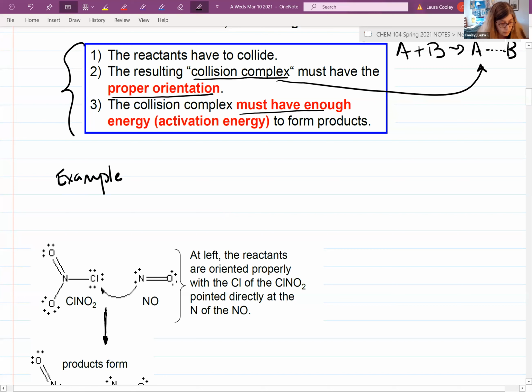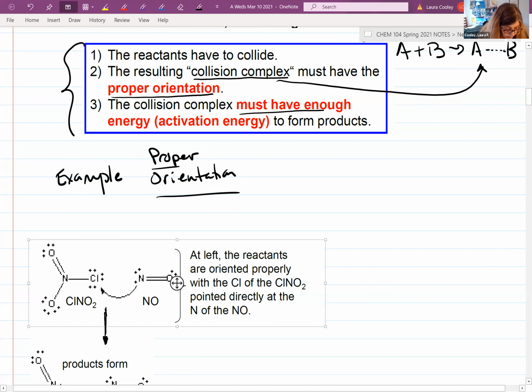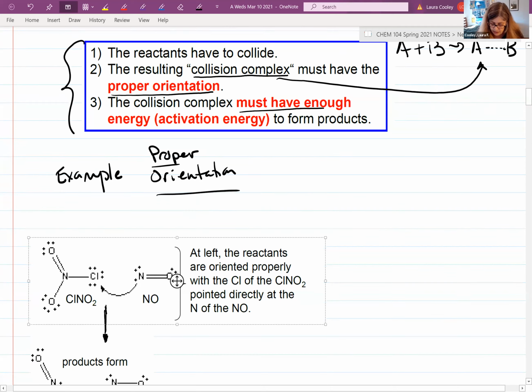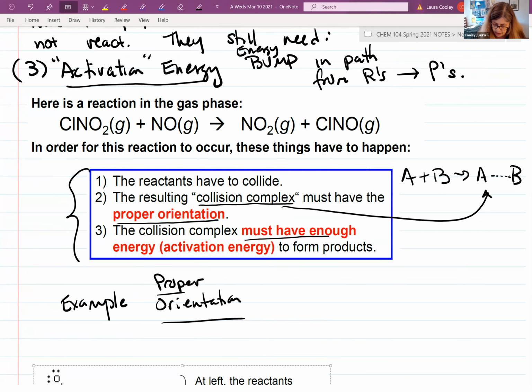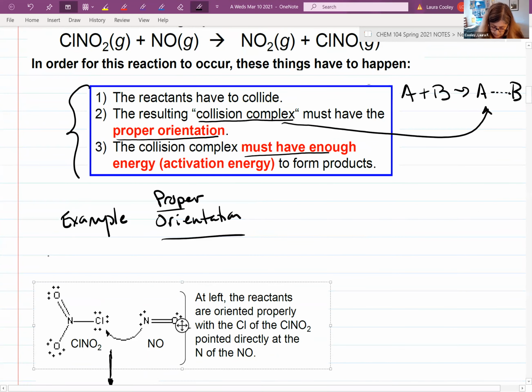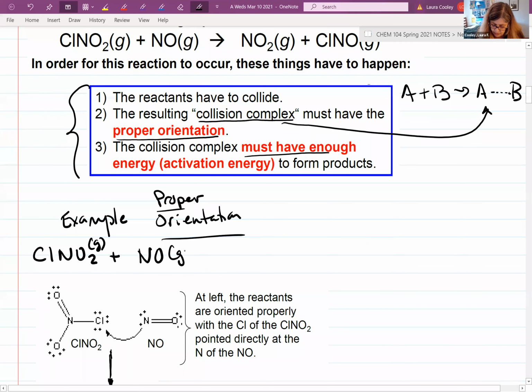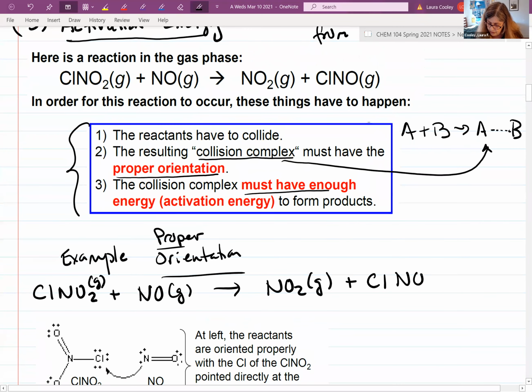Here I want to show you an example, and I'm talking about orientation here. What do I mean by a proper orientation? Here's a reaction: ClNO2, this is in the gas phase, plus NO goes to NO2 plus ClNO.